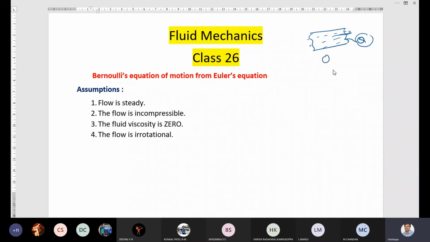We know the formula Q is equal to area into velocity. If you know the area of the pipe and the velocity at any one section, we can measure the discharge, the flow rate of water. But again, it is a challenge to measure the velocity. So there is a device called a pitot tube. You can measure the velocity of the fluid and the discharge.